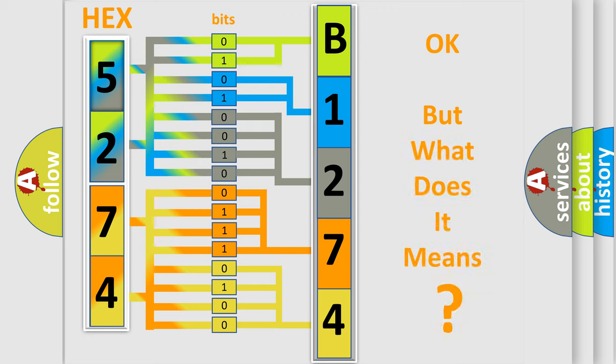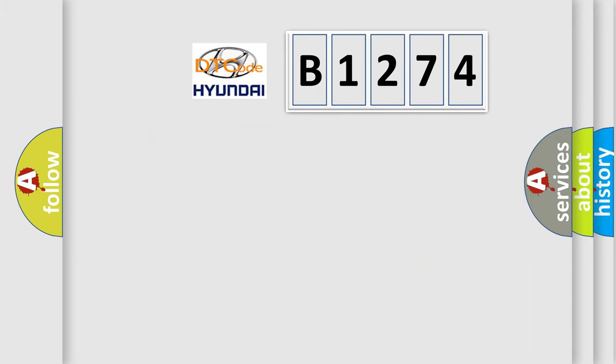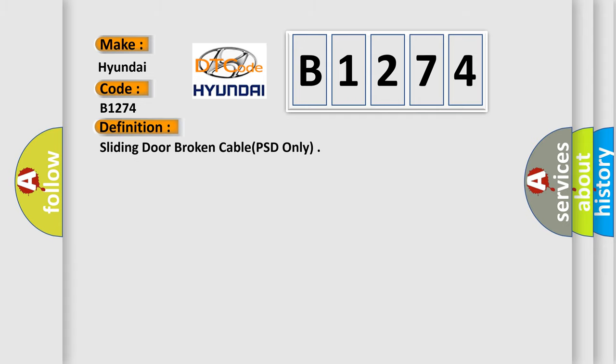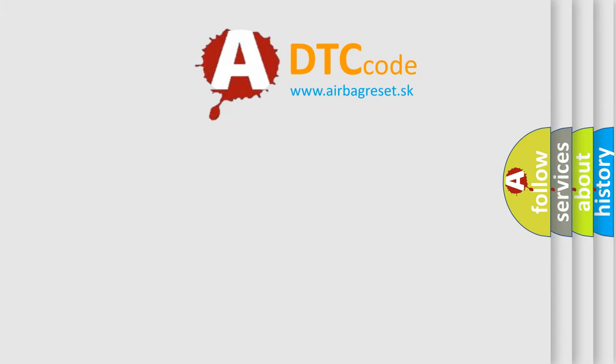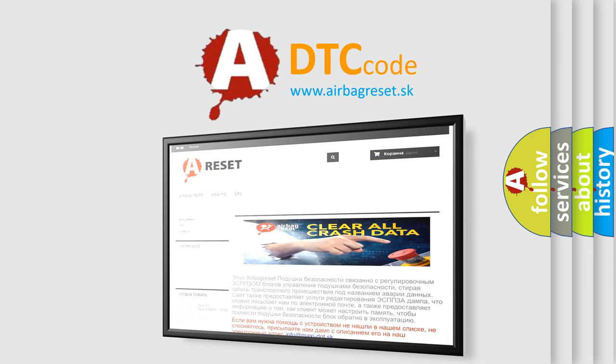The number itself does not make sense to us if we cannot assign information about it to what it actually expresses. So, what does the Diagnostic Trouble Code B1274 interpret specifically for Hyundai car manufacturers? The basic definition is sliding door broken cable PSD only. And now this is a short description of this DTC code: broken cable.